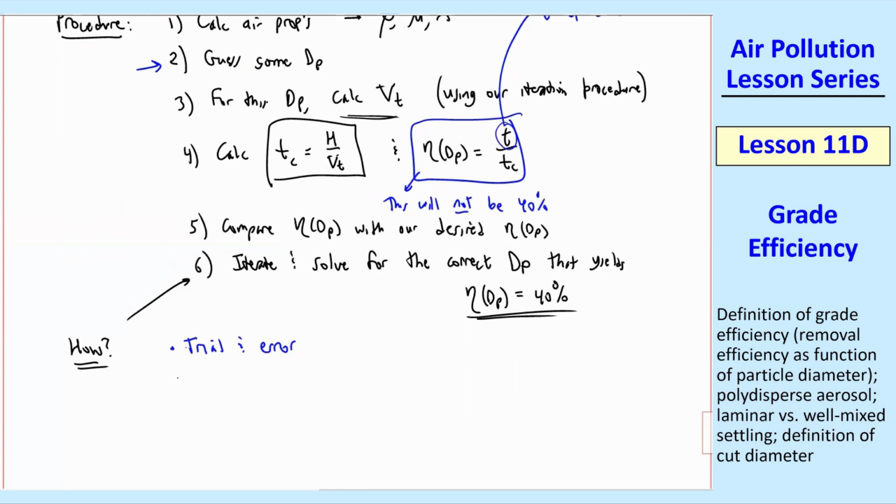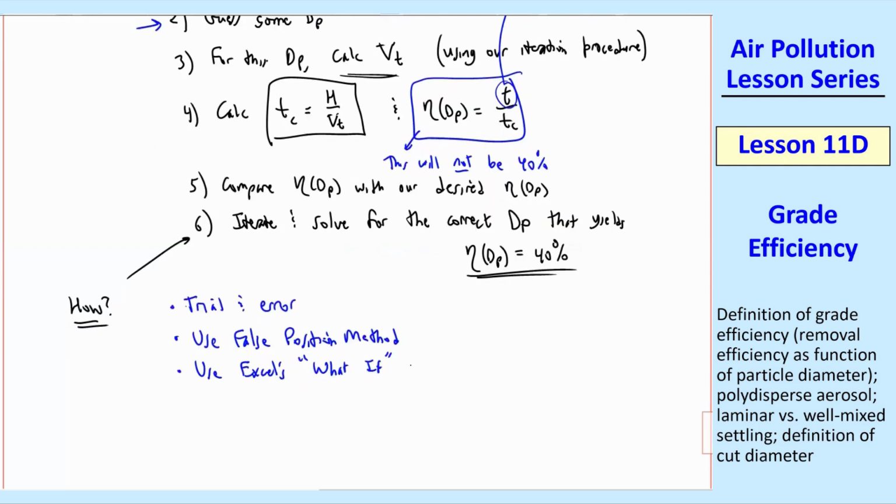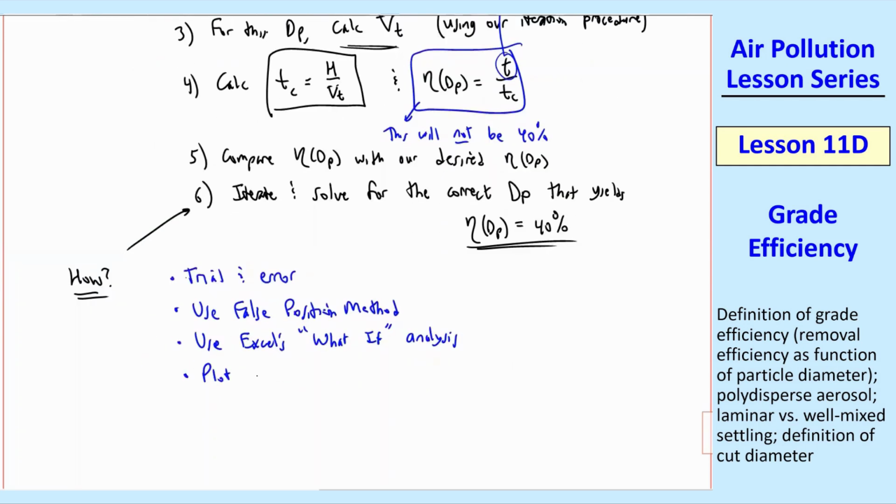That's one possibility. You can use the false position method, which I showed you before, which is kind of a glorified trial and error procedure where you do your next trial logically and systematically rather than just pulling something out of the air. Use Excel's what-if analysis. If you're using Excel, you can plot the grade efficiency as a function of dp. Just make a table and plot eta, and then just pick off of your plot where eta dp is 40%.